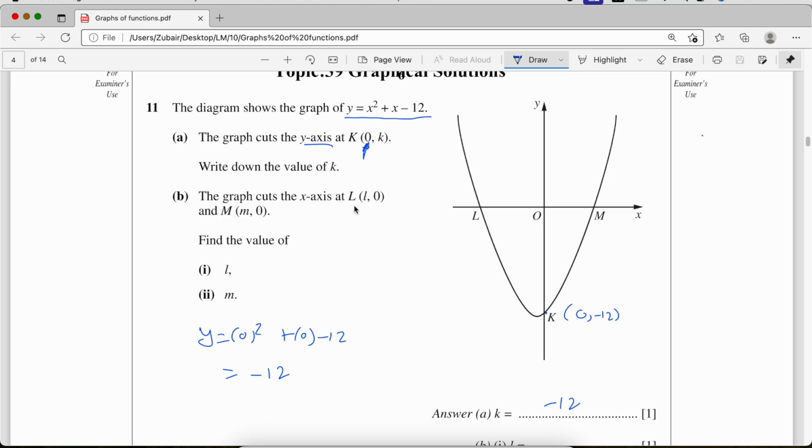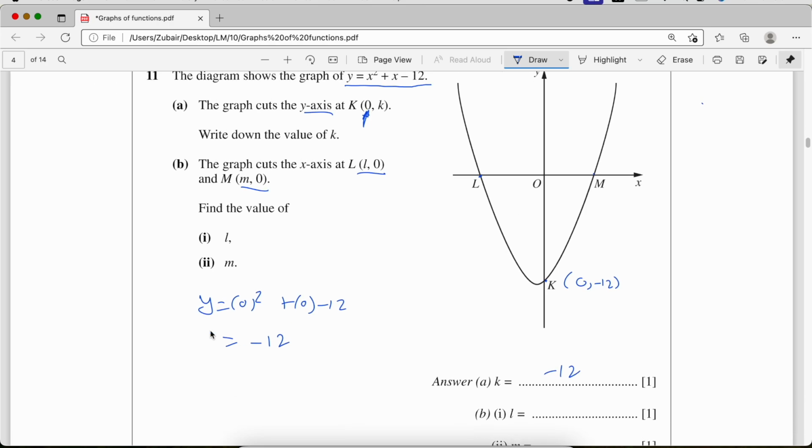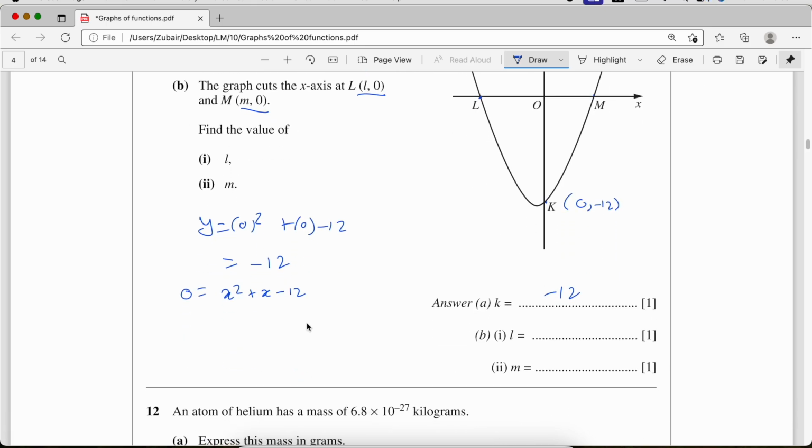The graph cuts the x-axis at one point and another point. Find the values of these two. So now, if the graph is cutting the x-axis, we know at that point y is 0. So if y is 0, I can write 0 equals x squared plus x minus 12, and we can solve this either by mid-term breaking or quadratic formula.